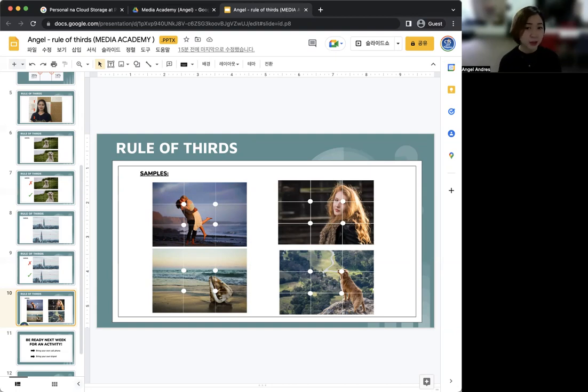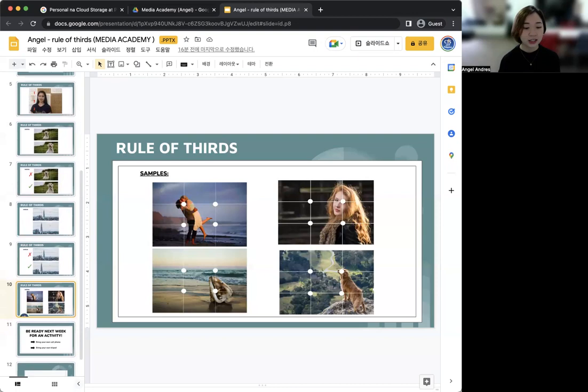So now we can conclude that rule of thirds is actually easy to follow if you know the basics on how to use it. Number two, it creates visual interest, and third, it makes a composition more pleasing and more balanced to your viewers.